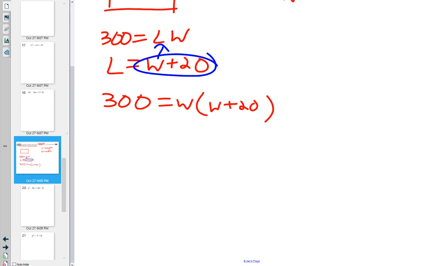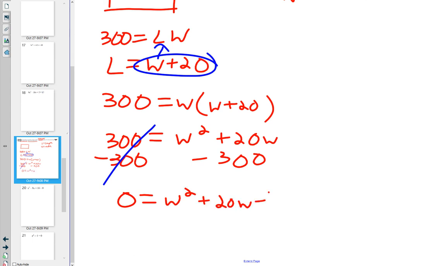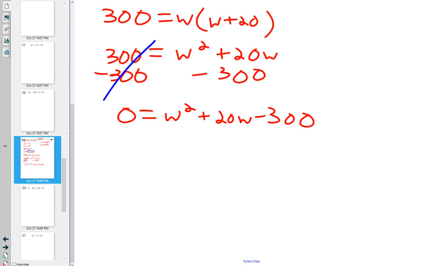But now watch, when you try to start solving, you get W squared. The more important thing is that you get a quadratic. So this has to be equal to 0, because I have to put all the terms on one side because of the W being squared. So 0 will be equal to W squared plus 20W minus 300. This does not have a GCF. It cannot be a perfect square trinomial because of the negative 300. So let's do a chart. A is 1, B is 20, C is negative 300.